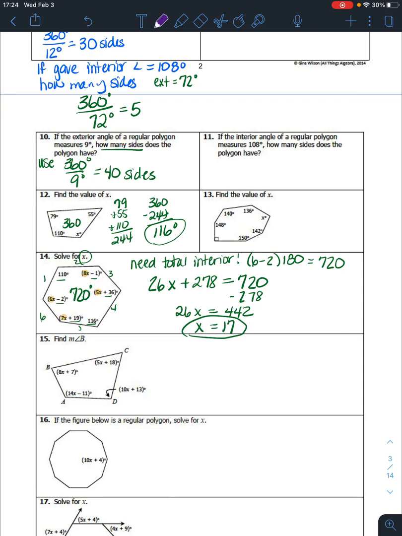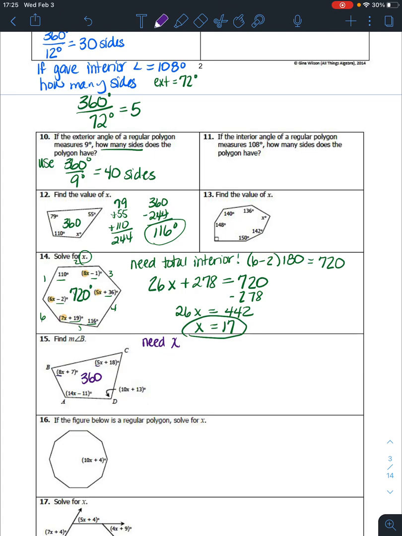Okay, now again, I want to find angle B. To find angle B, I need x. I can't find B until I have x. To find x, I need the total. So remember quadrilaterals, easy, just remember 360. We don't need to do the n minus 2 times 180. Just memorize that quadrilaterals add up to 360.